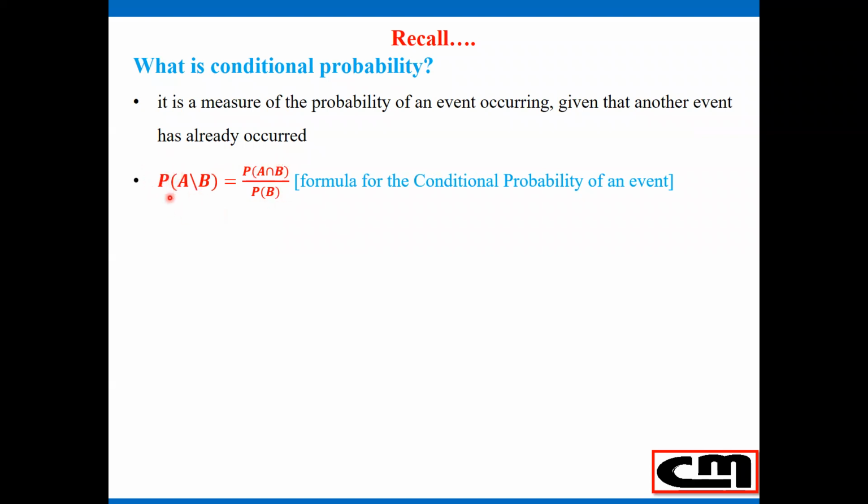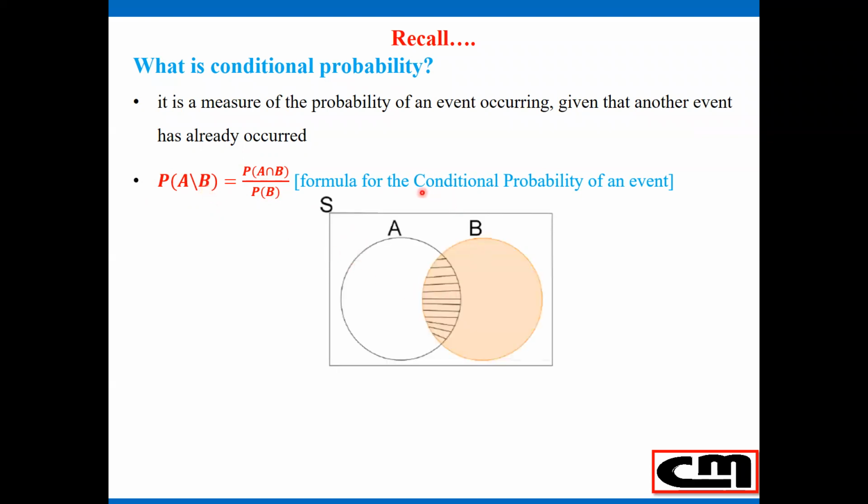So we are saying, what is the probability of A happening given that B has already occurred, which is given by the probability of the intersection of the two events over the probability of the event that has already occurred, right?